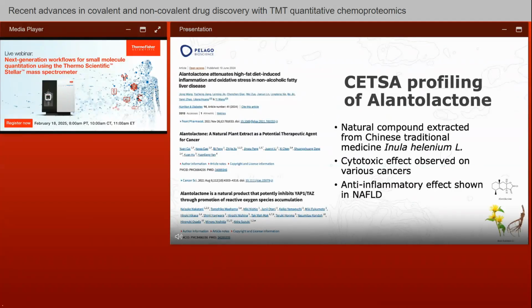To highlight the power of TMT-based SATSA profiling, we've decided to investigate the natural product allantolactone. Over the last few years, it drew lots of attention in literature due to various potential therapeutic effects, including anti-cancer and anti-inflammatory effects observed in vitro. Though several papers have been published already, there is no clear mechanism of action discovered for this compound yet.